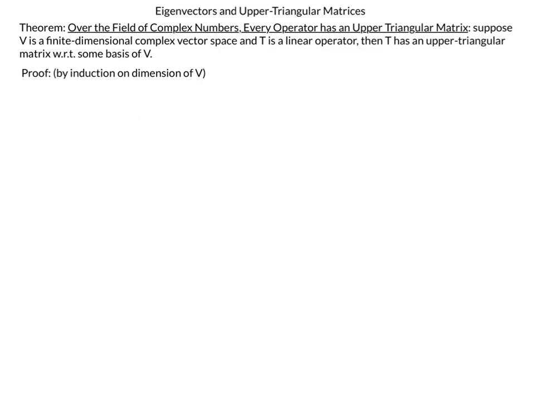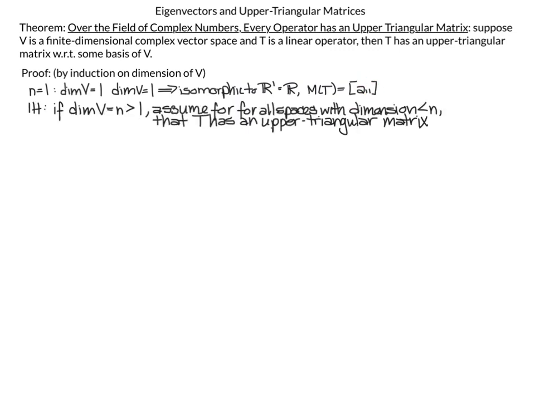Our proof is going to be an inductive proof, and we're going to induct on the dimension of V. We start with our base case when n is equal to 1, that is, the dimension of V is equal to 1. Then it's isomorphic to R1, the space of real numbers, so our matrix is equal to a single coefficient, A11. Our inductive hypothesis is: if the dimension of V is equal to n greater than 1, we're going to assume that for all spaces with dimension less than n, T has an upper triangular matrix.